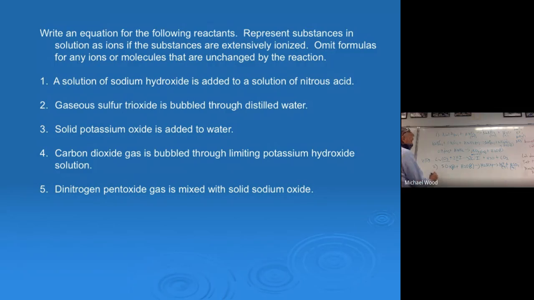Okay, number 3. So solid potassium oxide. How do you write potassium oxide? K's positive 1, O's negative 2. Got to know the charges. How do you write potassium oxide? K2O, right? And it's a solid, and because it's a solid, technically it's in the category where it would be a soluble salt, but it's a solid. So we're not going to dissociate it.